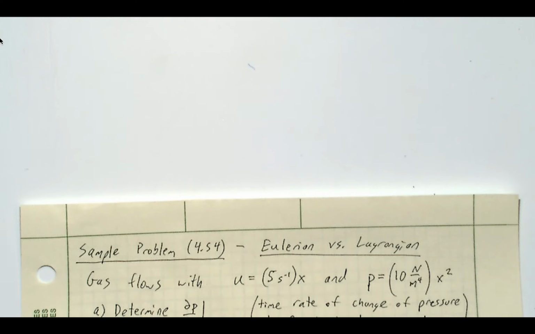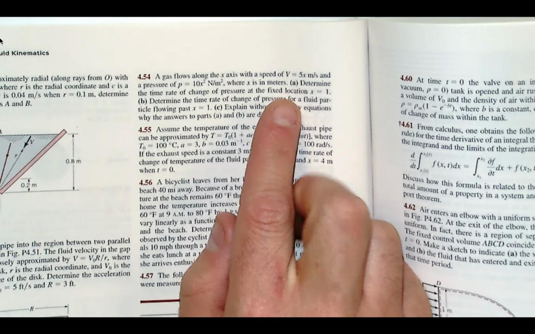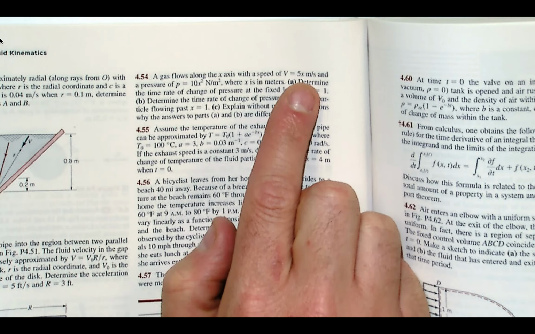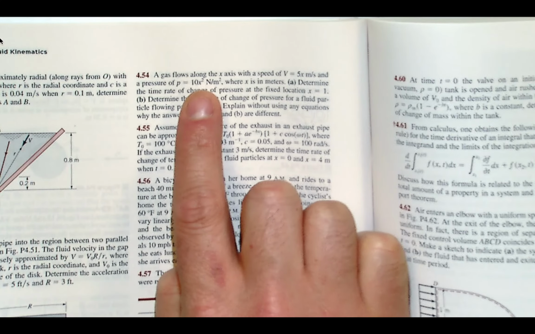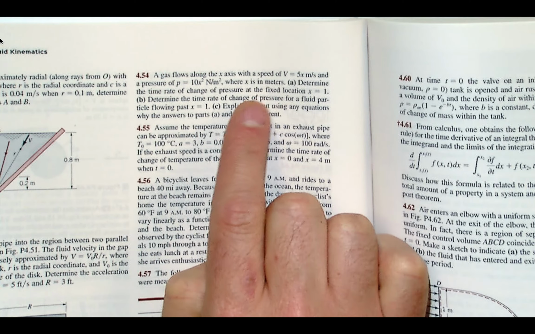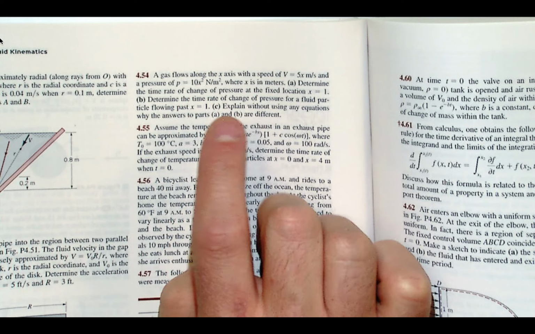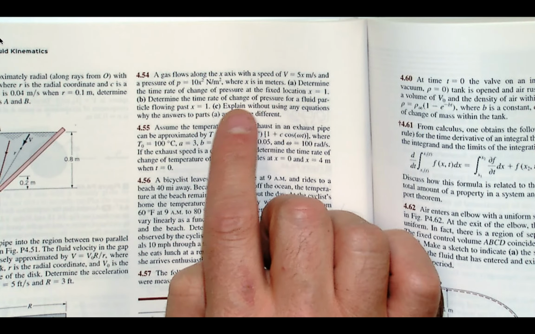But here, let's pull up the problem statement in the book. It's just a paragraph. A gas flows along the x-axis with a speed given, but the speed depends on the x location, and the pressure also depends on the x location. So the velocity goes as x, and pressure goes as x squared. X is, we're in SI units here. So let's determine the rate of change of pressure at a fixed location.